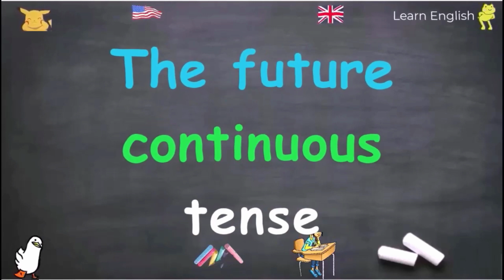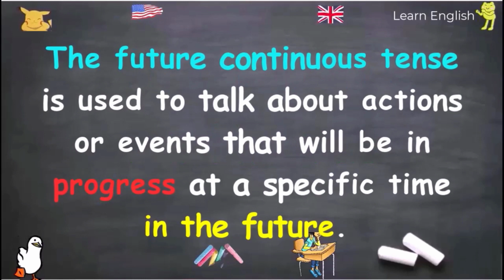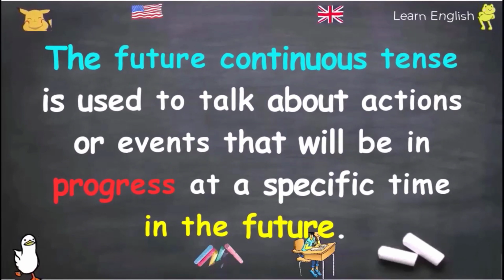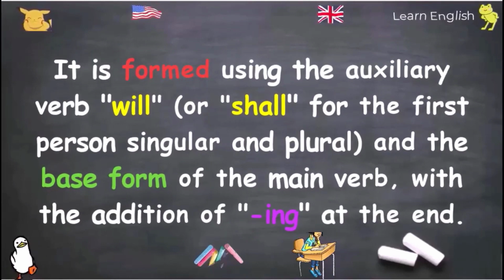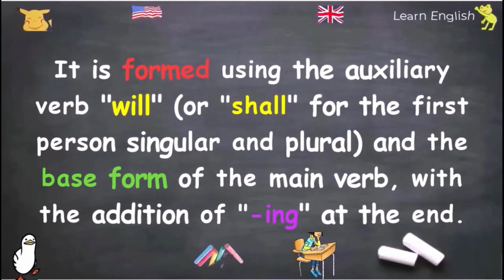The future continuous tense. The future continuous tense is used to talk about actions or events that will be in progress at a specific time in the future. It is formed using the auxiliary verb will, or shall, for the first person singular and plural, and the base form of the main verb, with the addition of -ing at the end.